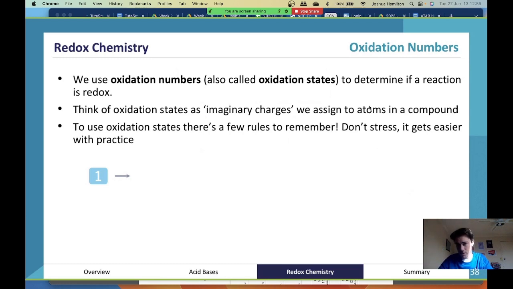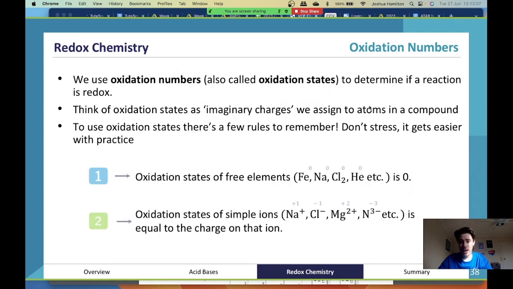There are a few rules. I'll go through the rules and then I'll show you how we apply those in the question. So first step here, oxidation states of free elements. So Fe solid, that's a metal, sodium solid, chlorine gas, helium gas, these are all zero. These have no charge. They're free elements. They're not an ion. Therefore, they have no charge. They are zero.